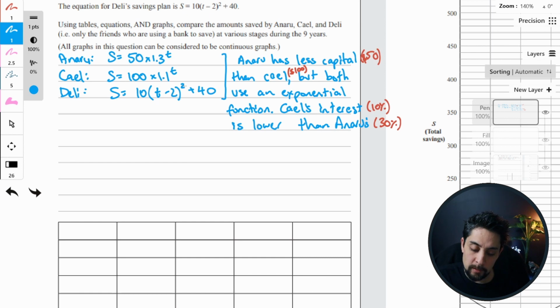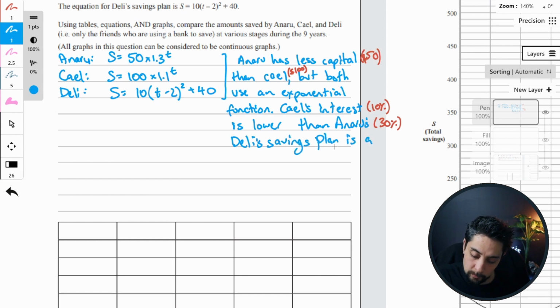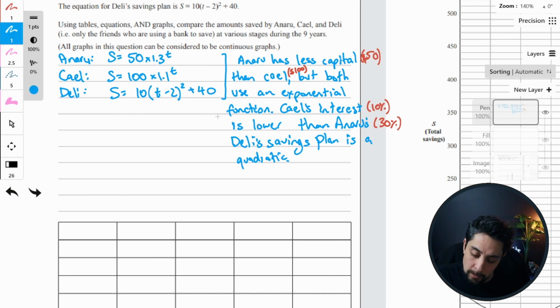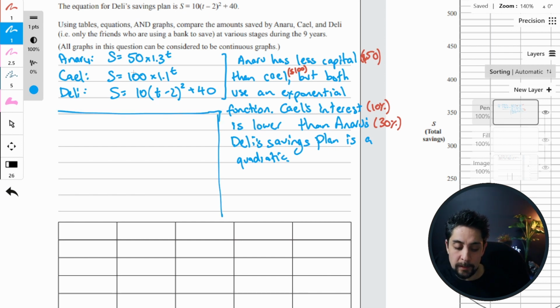And we also see that Deli has a completely different function. Deli's savings plan is a quadratic. We can see that their initial amount, their capital, was $40, and their interest rate is difficult to calculate. Okay, what else can we see? That's pretty much all I can see from the equations. Let's move on to the graphs now.